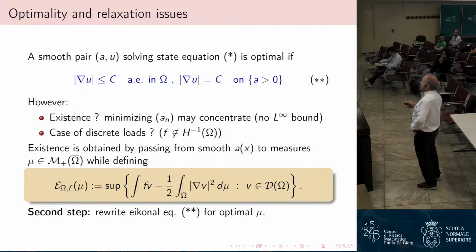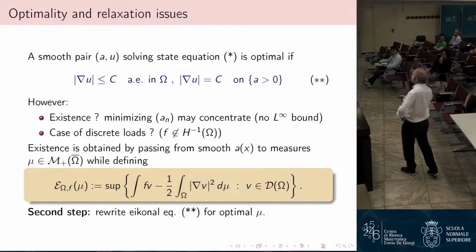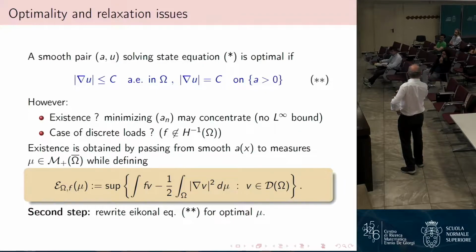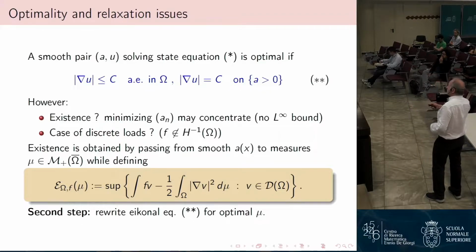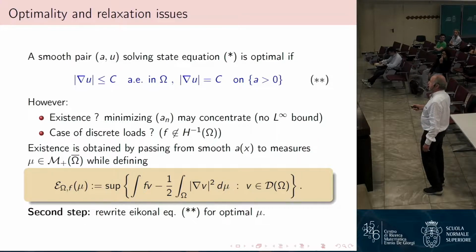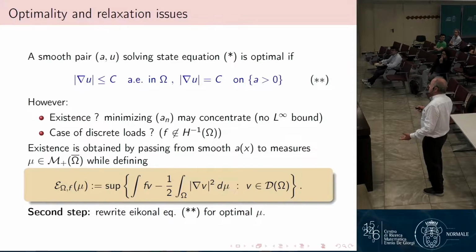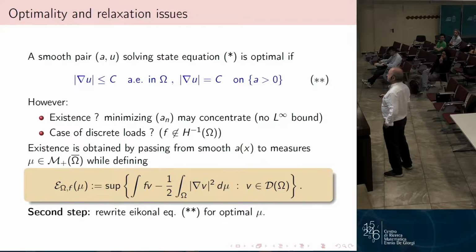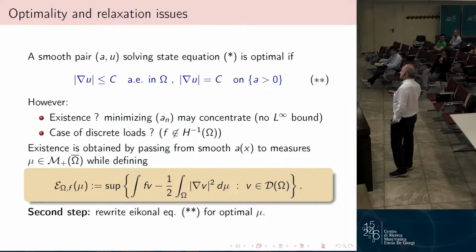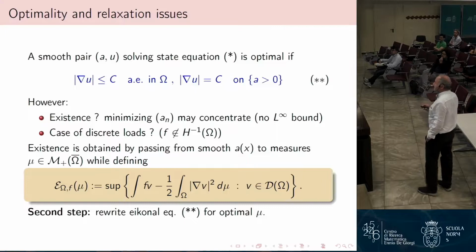Okay, and if A and U are smooth, it is well known that you have an optimality condition which consists of solving the eikonal equation on the set where the structure has a strictly positive density. Otherwise, with the same constant, U has to be Lipschitz with a constant equal to that, and afterwards you tune the constant in order to fulfill the mass condition. Okay, so the existence issue is, as I said, you have no a priori bound on A_n except an L1 bound because of the mass constraint.